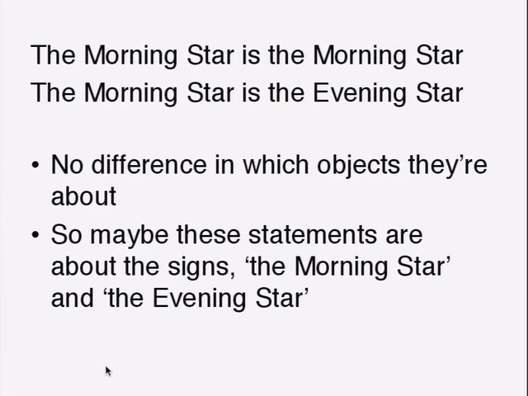So how can it be that they say different things, those two sentences? The morning star is the morning star, and the morning star is the evening star. They must be saying different things, because is this one informative? We know the answer to that. It's not informative. The morning star is the morning star.